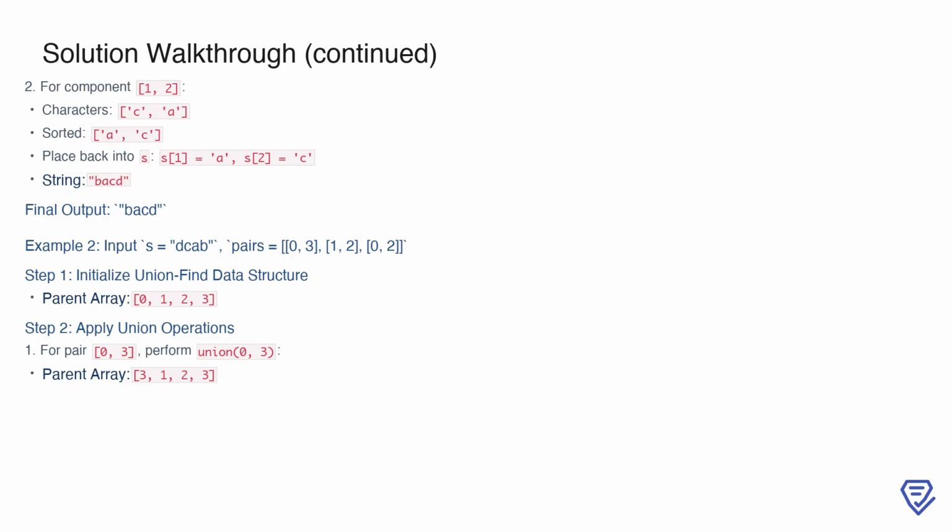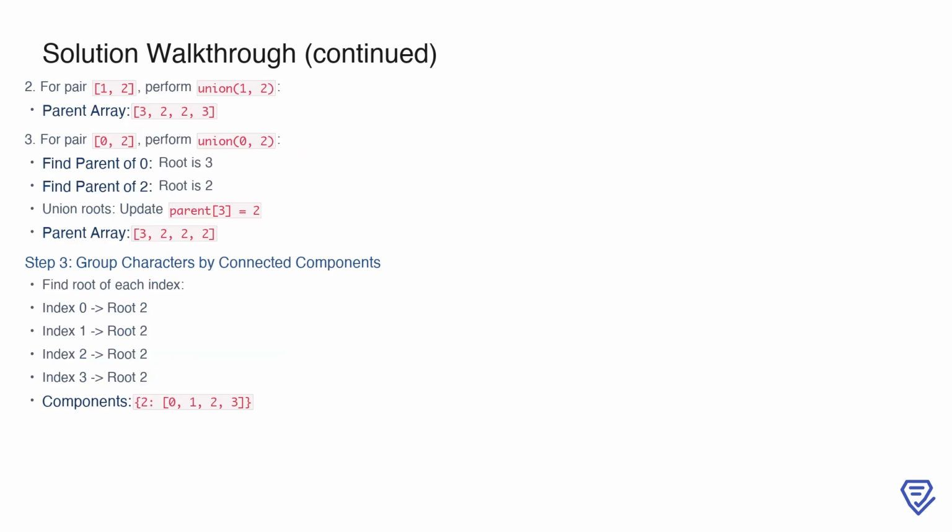Moving to the second example, the input string is tab and the pairs are 0, 3, 1, 2, 0, 2. We start again with a union find data structure, initializing the parent array as 0, 1, 2, 3. For the first pair, 0, 3, performing union results in the parent array 3, 1, 2, 3. The next pair is 1, 2. Performing a union here updates the parent array to 3, 2, 2, 3.